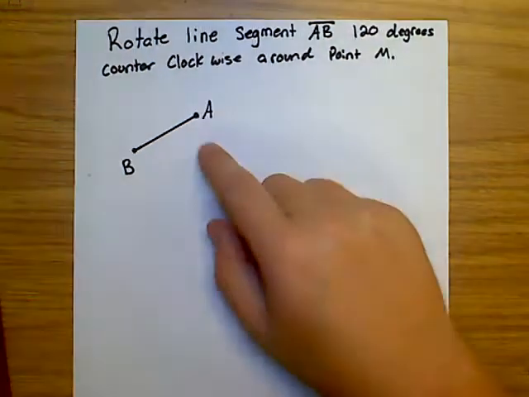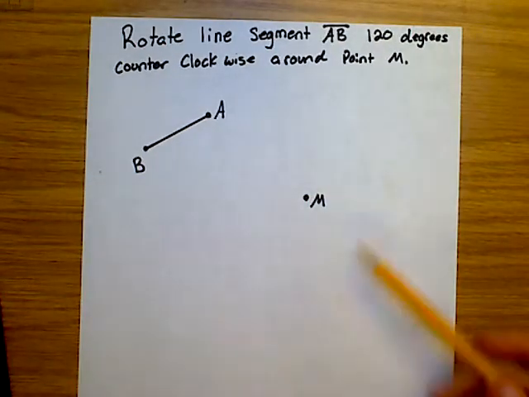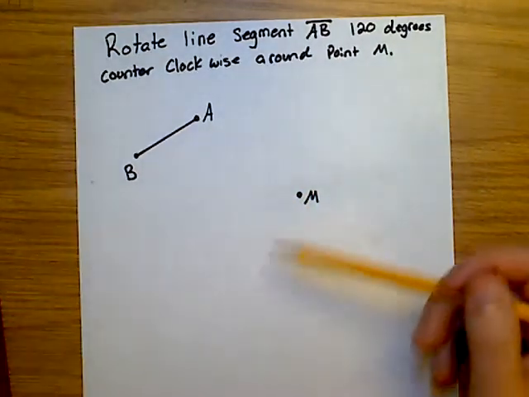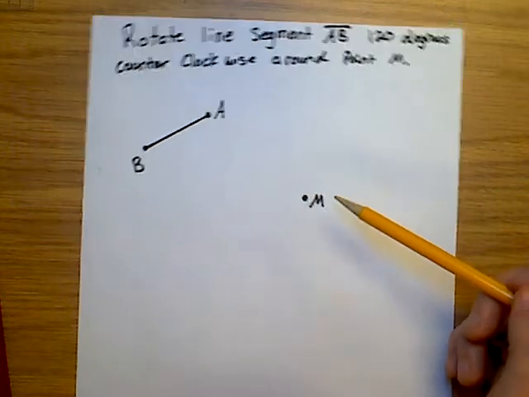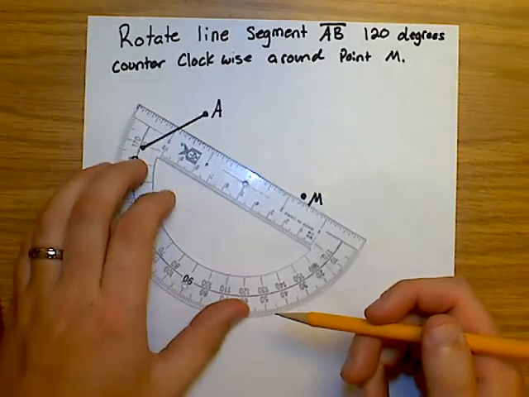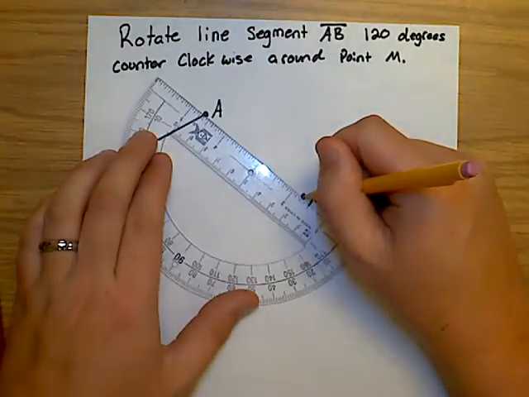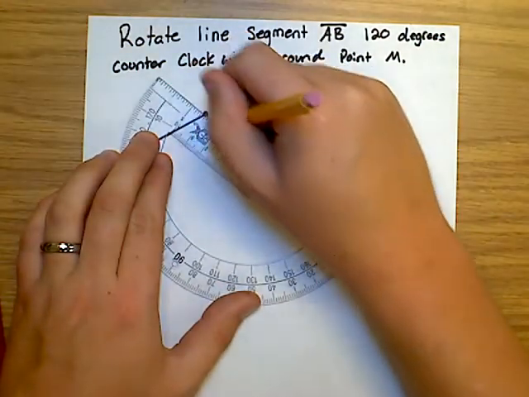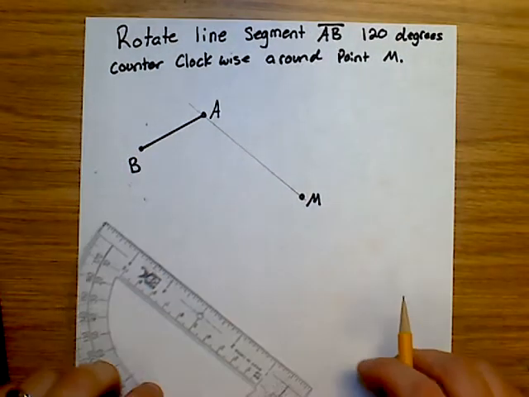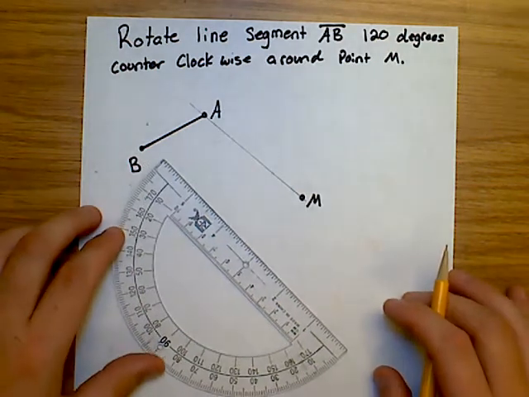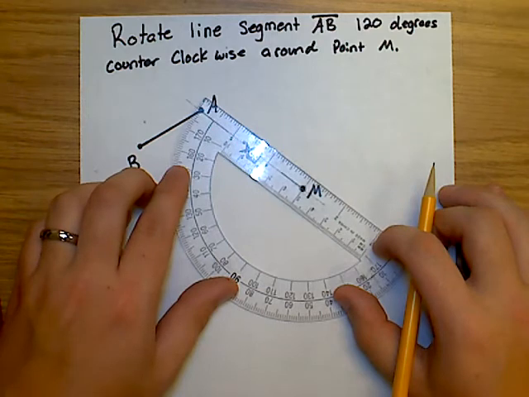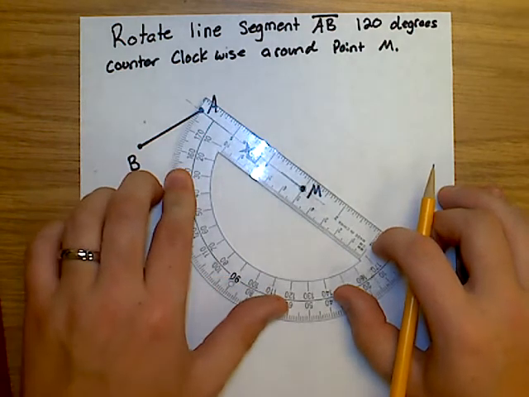So we have line segment AB here, and we have point M. Our goal is to rotate this counterclockwise, so this way, 120 degrees around point M. So that's what we're going to do first. First things first, we're going to connect point M and point A together, drawing a straight line. Okay? Then we're going to take our compass, and we're going to put the eye of the compass right in the middle with point A, just in that line we just made.